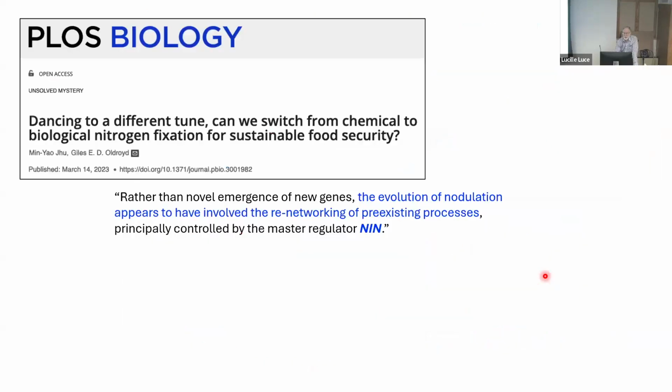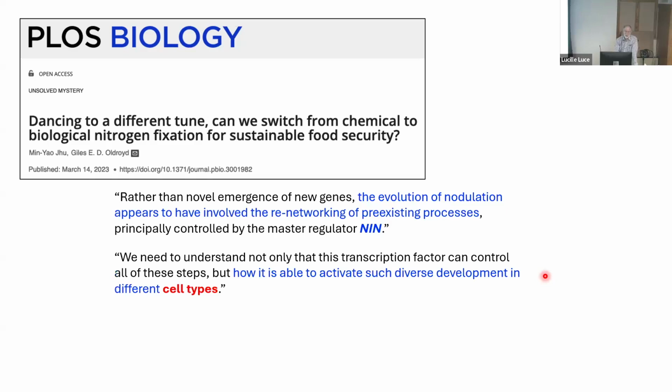So why do I mention that? That's my next thing. First of all, here's Giles Oldroyd's paper again. This is one you saw already, but they summarize this very nicely. Rather than novel emergence of new genes, the evolution of nodulation appears to have involved the re-networking of pre-existing processes, principally controlled by the master regulator NIN. I told you all of that already.